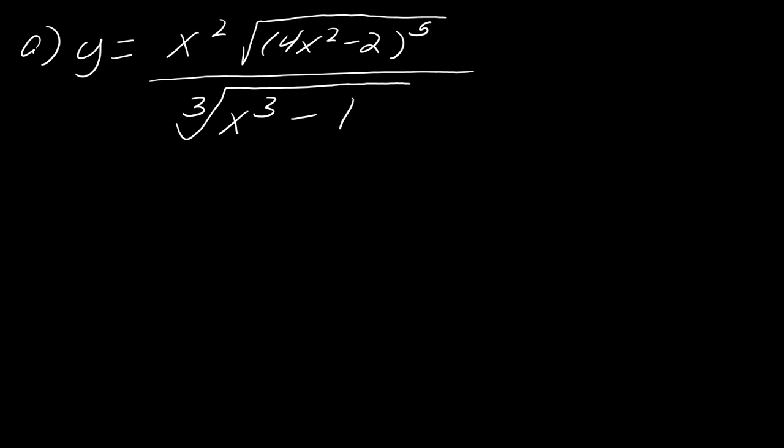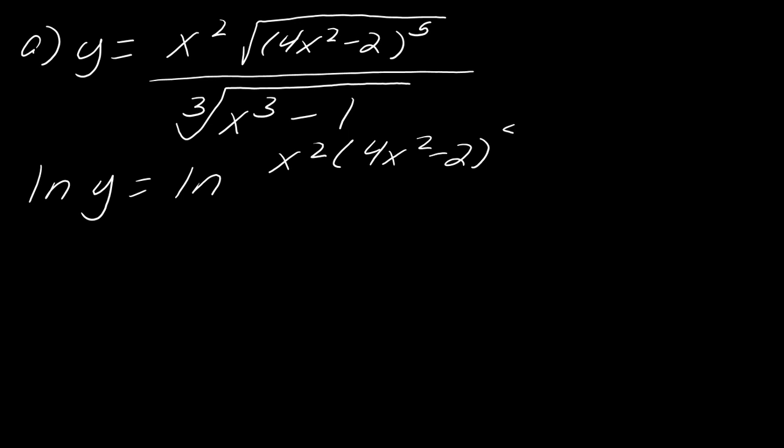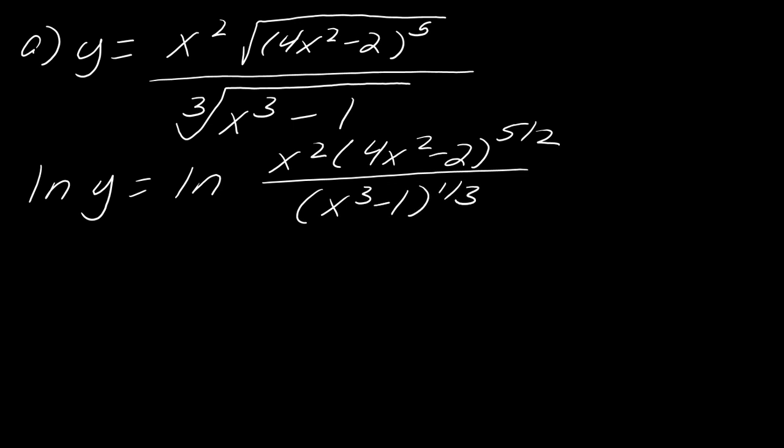To use this, first you take the natural log of each side. And what that's going to allow me to do, so I'm actually going to rewrite this, since this is all of this to the 5th and then this is the square root. I'm going to rewrite this as 4x squared minus 2 to the 5 halves. And then this, just to make my life easier, I'm going to write to the 1/3.